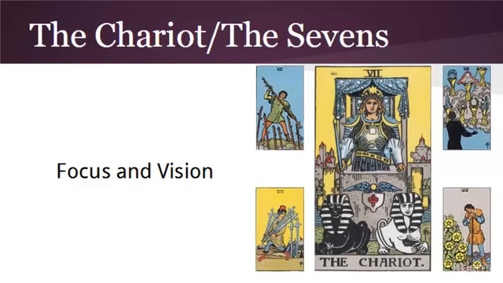So now we get to the sevens, and the sevens are about focus and vision. And in each of the 7 cards, you can definitely see where focus and vision come into play. With the 7 of Wands, there's the focus of defending your vision and defending your position. With the 7 of Cups, there's visualization, daydreaming, fantasizing, but it's about focusing on one thing and going forward instead of losing focus by visualizing all of these different outcomes and possibilities.